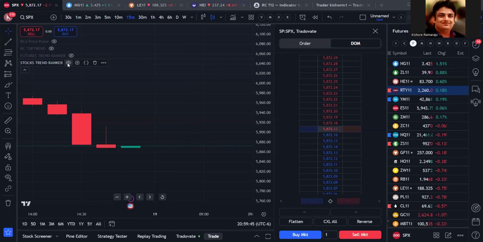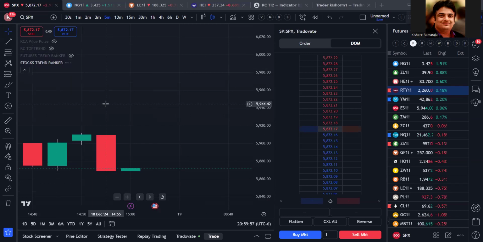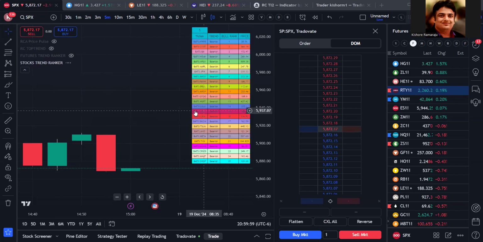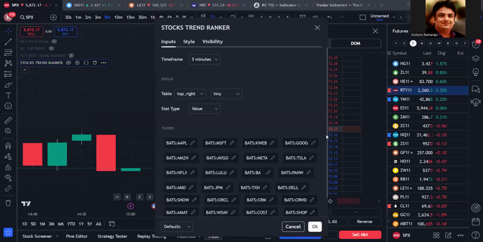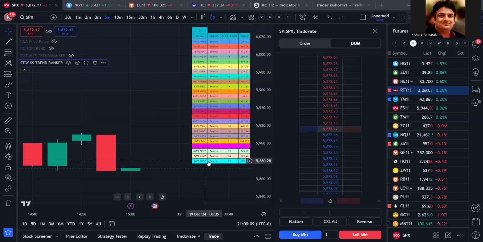Or I want to know which stocks to focus on tomorrow morning. So whenever the market opens up, you can add this stocks ranker, and we can add some stocks, whatever our favorite stocks are. Then it will tell you which ones are right, because of the FOMC, everything became bearish. But otherwise, generally you'll have some 10-15 bullish, and 5-10 bearish.